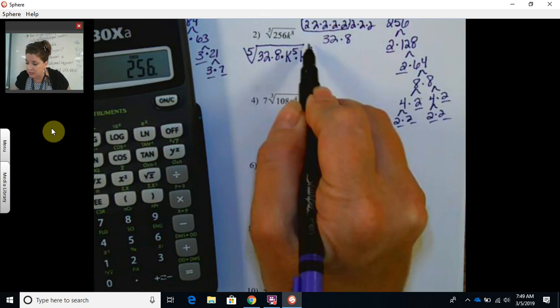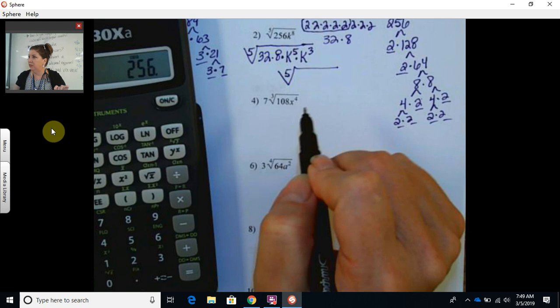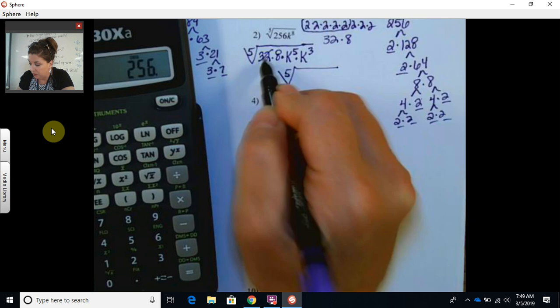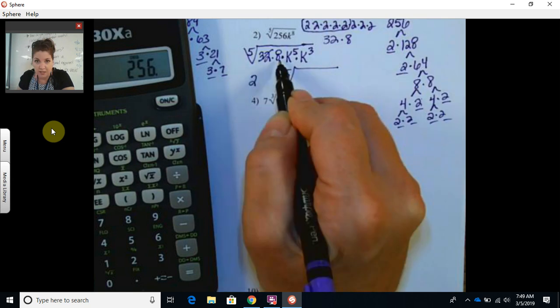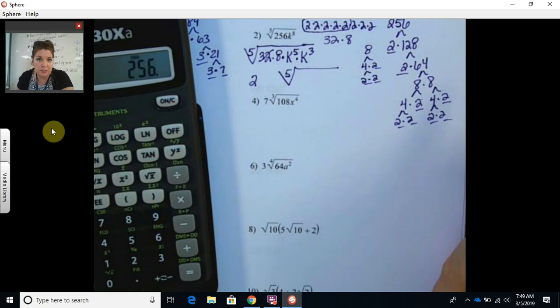So in this one, everything under the radical is not a perfect 5th. So I know there's going to be a radical in my answer. Whatever we take the 5th root of goes on the outside. Whatever we can't take the 5th root of stays in the radicand. So what is the 5th root of 32? 2 goes on the outside. Can we take the 5th root of 8? No, because 8's prime factors are 2 times 2 times 2. We have 3 2's, not 5. So 8 has to stay under the radical.